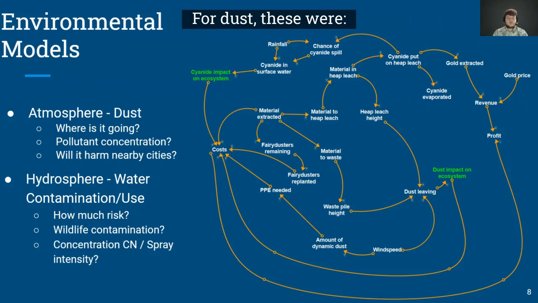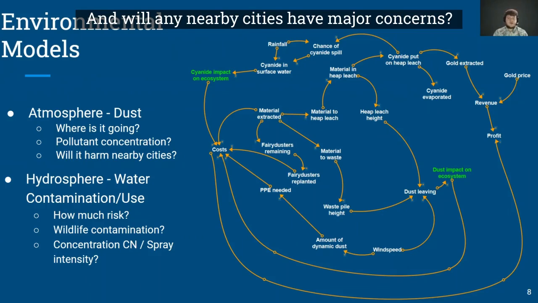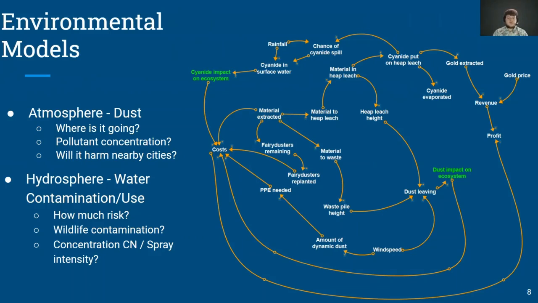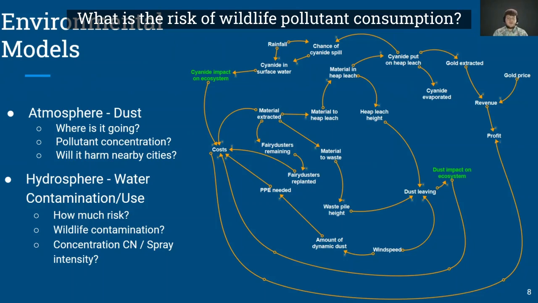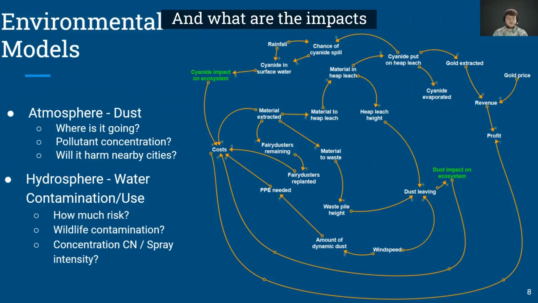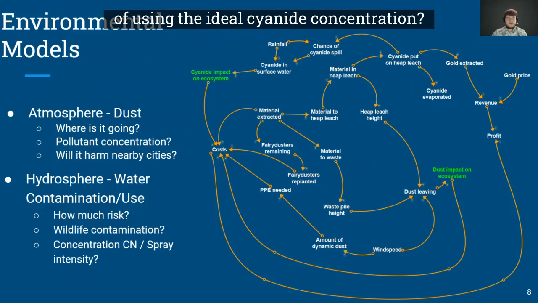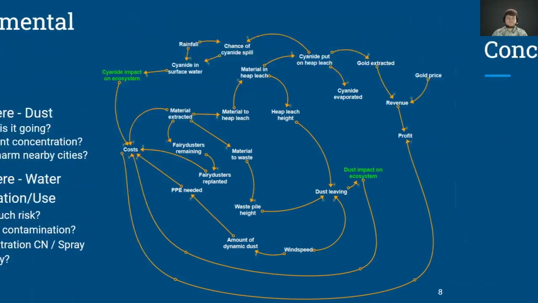For dust, these were: which direction will the dust travel? What is the pollutant concentration? And will any nearby cities have major concerns? For water, we asked how much risk is associated with the leach pad, what is the risk of wildlife pollutant consumption, and what are the impacts of using the ideal cyanide concentration.